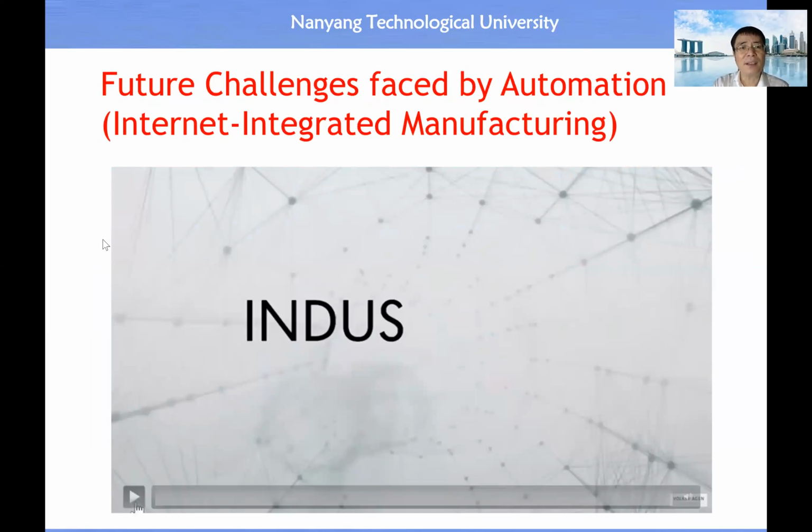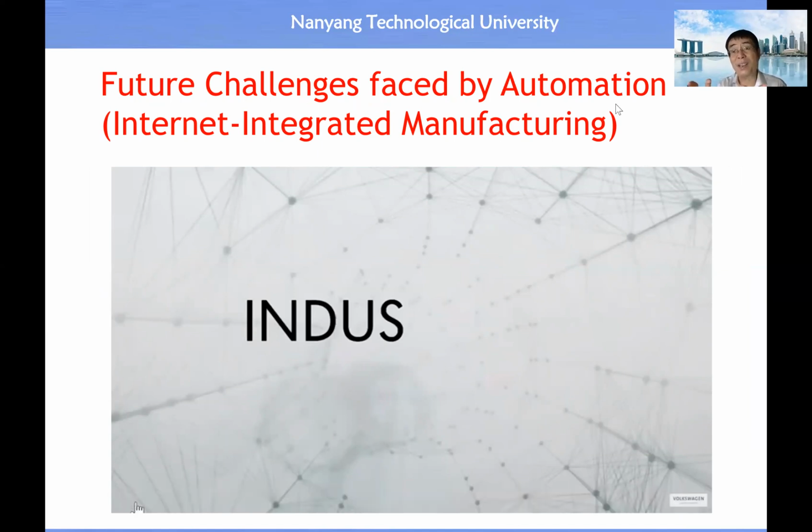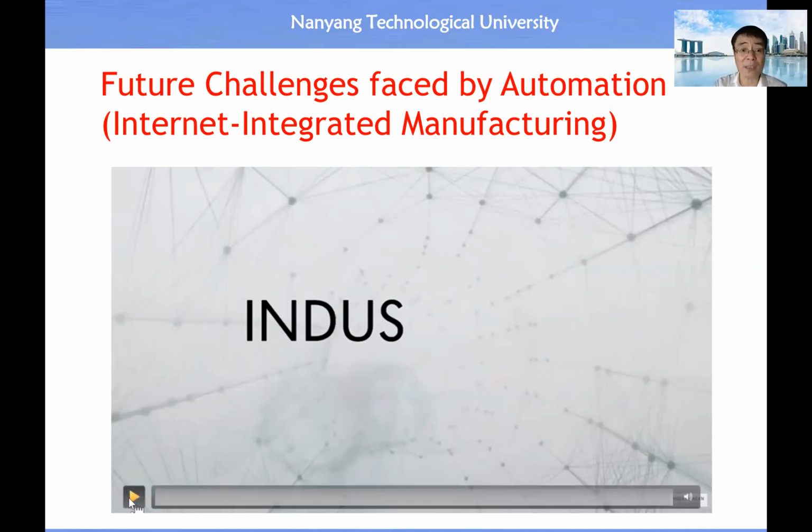Then, okay, what should be the challenge posed by future automation in industry? Because for an automation system, we can treat it as a mega sensor system or mega actuator system. So this video may also help you to understand certain issues faced by IoT in the broad sense.